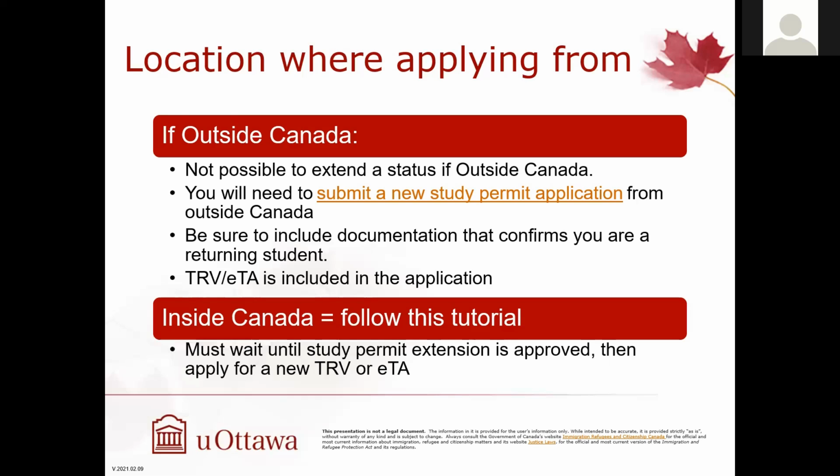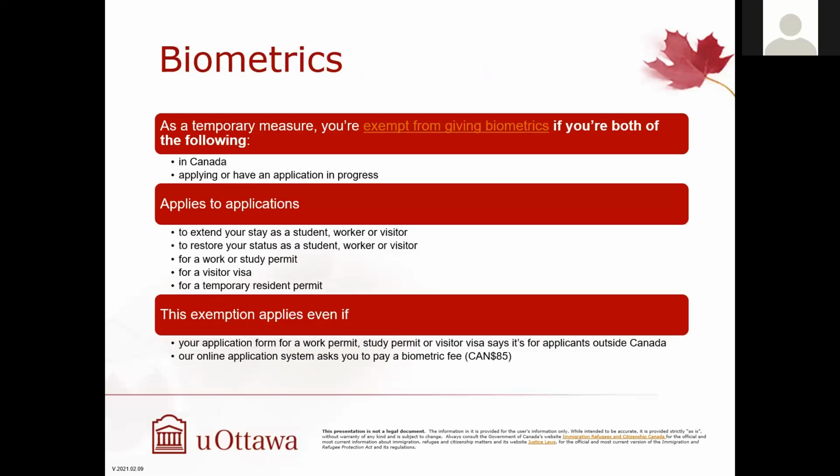When you're applying inside Canada, unfortunately, the TRV or ETA is a separate application. So once you have extended your study permit and you've gotten a decision and approval, then you can submit another application and pay the processing fee to get a new visa or ETA. So that is the difference for where you're applying from.